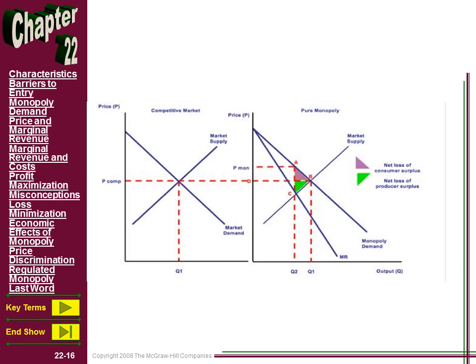So if you look at the downward sloping demand curve and you start on the vertical axis and you trace the demand curve from where it hits the vertical axis down to the point of equilibrium, and then you follow the dotted line over to P comp, or price in a competitive market, we've created a nice little triangle. That triangle represents consumer surplus. Below that triangle is another triangle, and that represents what?